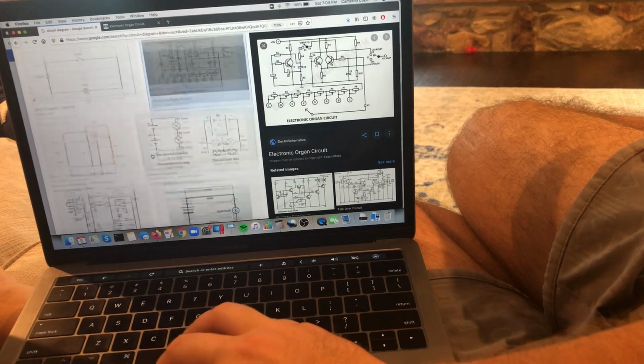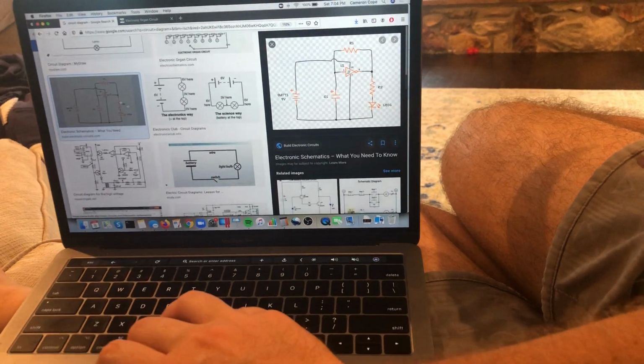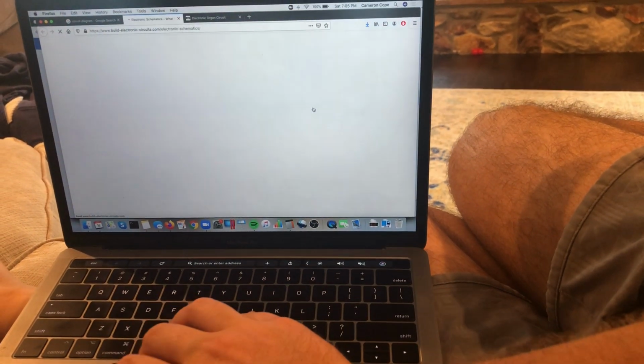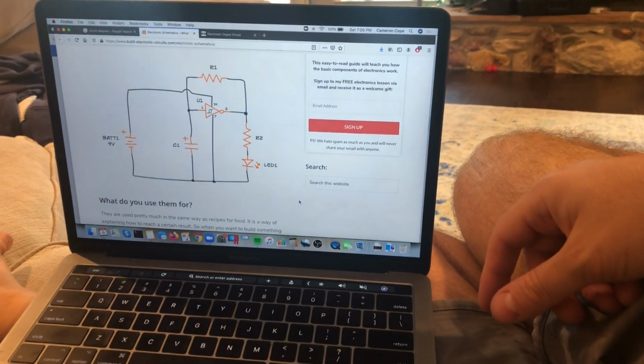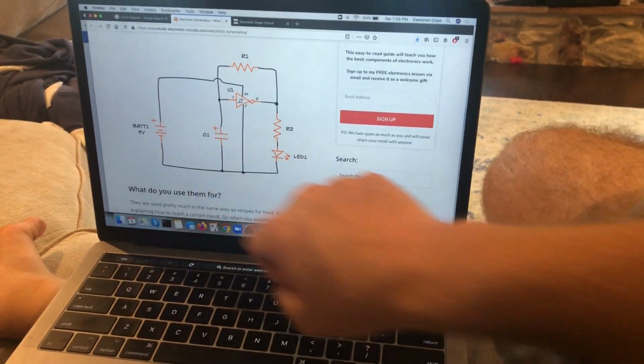Right? Let's see if there's any other diagrams. Here's one. What do we see here? Let's take a look. Here we go. What is this?